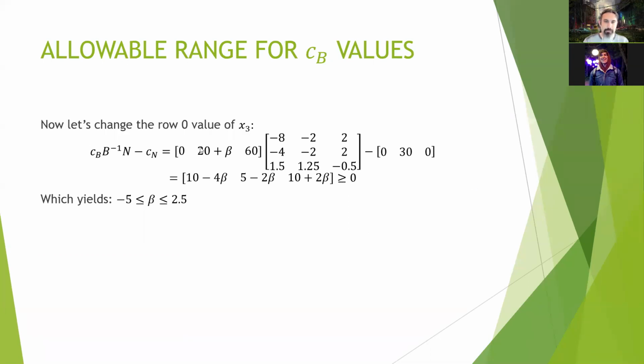And same for 20 plus B, another basic variable. I'll just make all the calculations and make sure that all the values are greater than 0, in which they are, where beta is greater than minus 5 and less than 2.5.